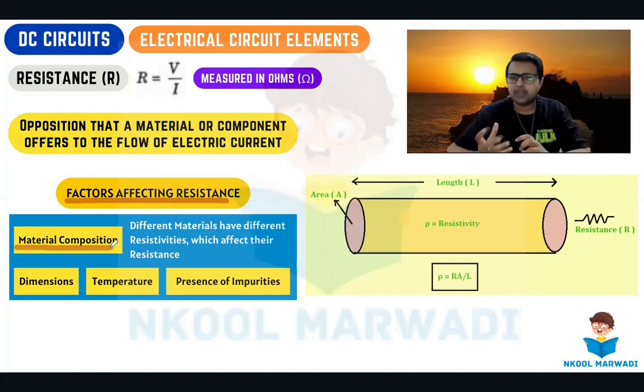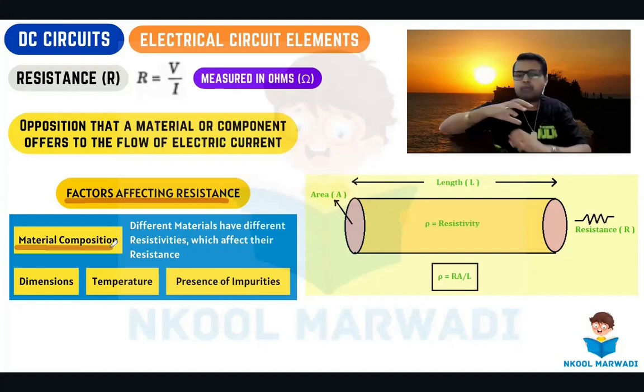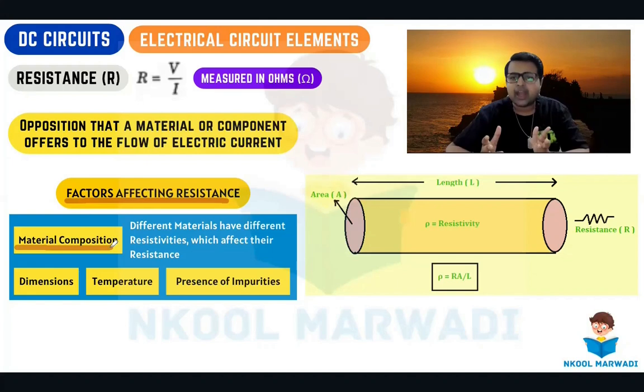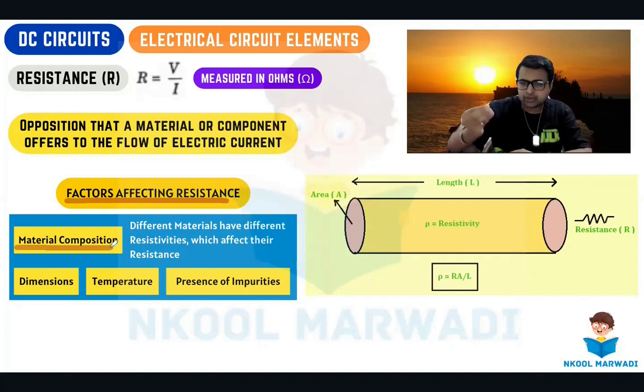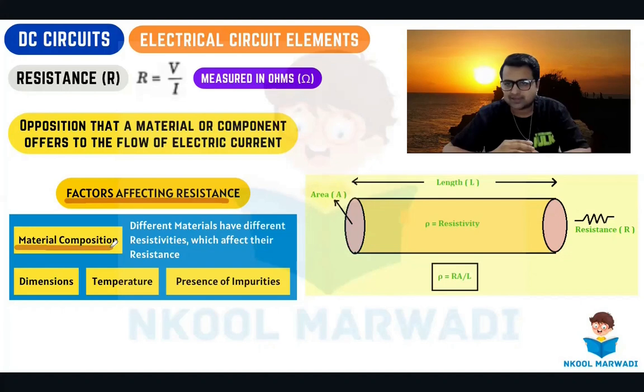On the other hand, if I have a plastic, the material composition of plastic is completely different. We know that electric current does not flow across plastic. Hence, plastic is used as an insulator. It means that the material composition of plastic doesn't allow free flow of electrons. So the idea is very clear: material composition influences the flow of charge, the flow of current.